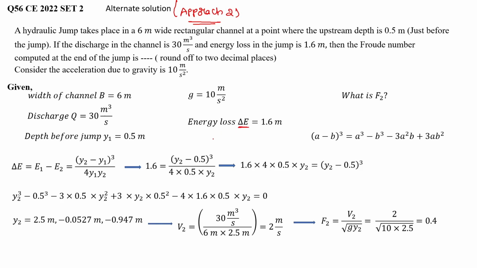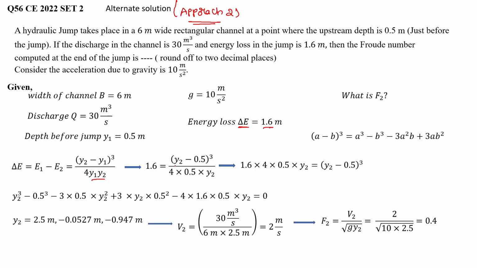energy loss information which is given to us. As we know, delta E equals E1 minus E2, which is equal to (y2 minus y1) whole cube divided by 4 into y1 y2. We know this formula from the previous slides. So (y2 minus y1) whole cube divided by 4 y1 y2. Now substitute the values. As we know, delta E is given as 1.6 kilometer.